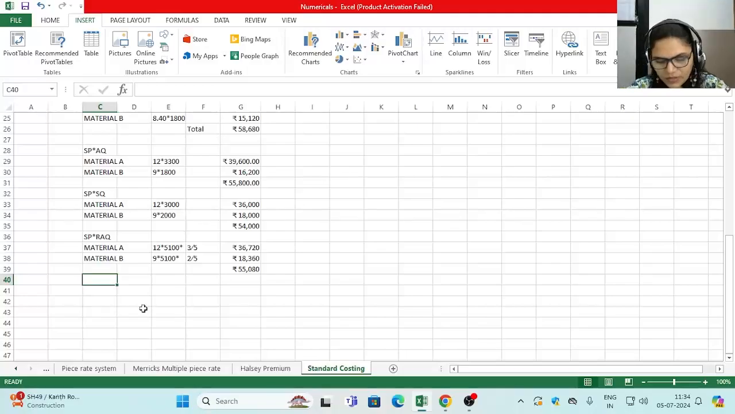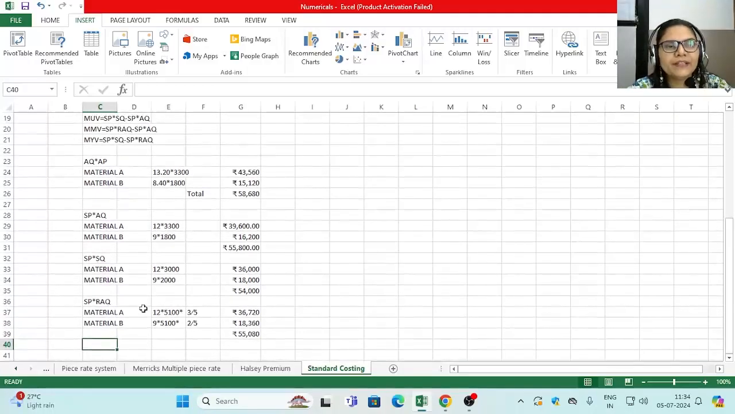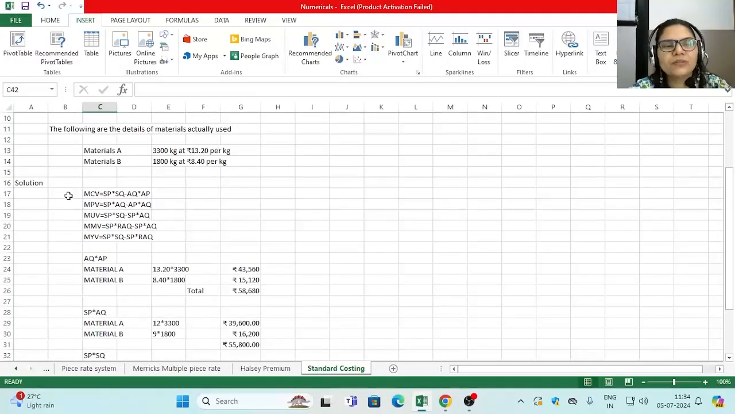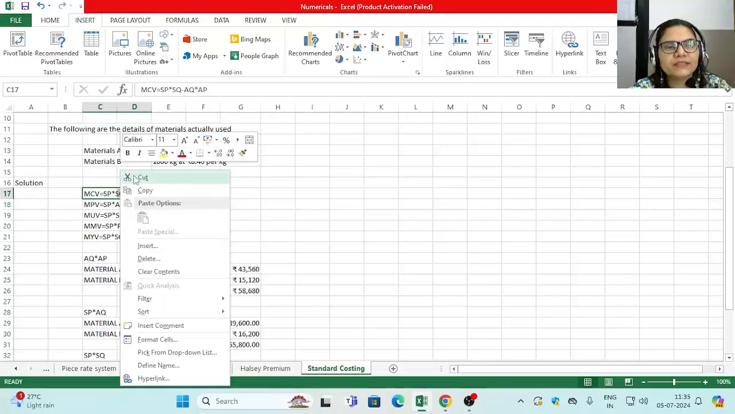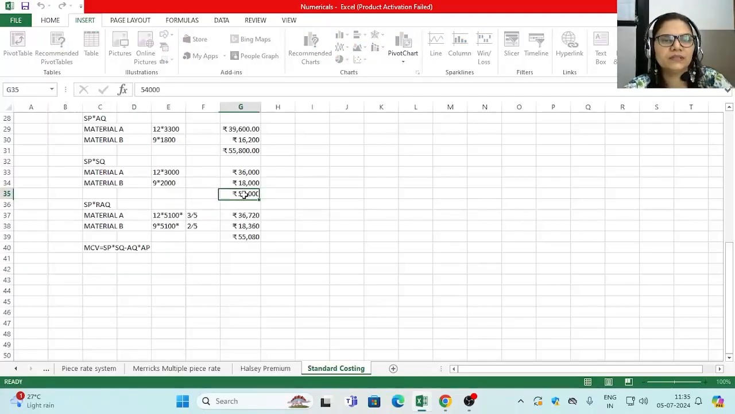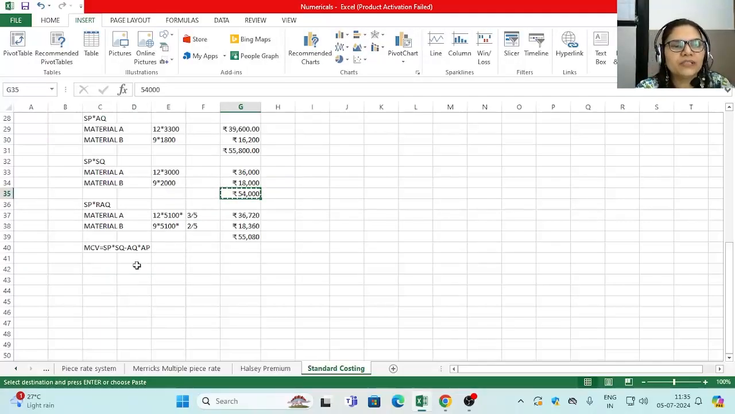Now, I think we have done all the basic calculations. The only thing which is remaining is to put all these values in the formula. So first thing which we will calculate over here is material cost variance. Material cost variance, we all know standard price into standard quantity minus actual quantity into actual price. Standard price into standard quantity value we have calculated over here, which is rupees 54,000.